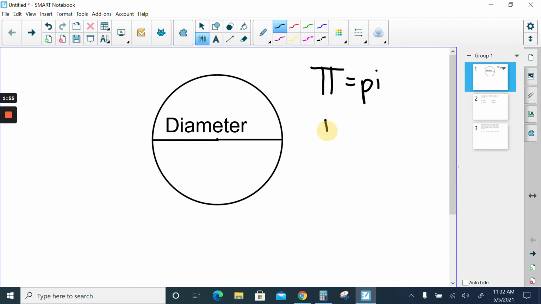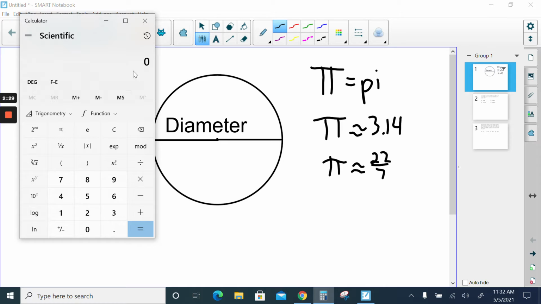Now, sometimes with pi, we approximate it and we say, you know what? Pi is about 3.14. It's not exact. Pi goes to billions and trillions of decimal places, but it's about 3.14, and we can use that to approximate. Another common one that you may see is 22/7. And a third one that you may see is actually just using our calculator.